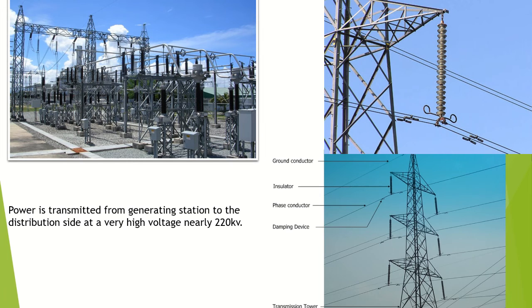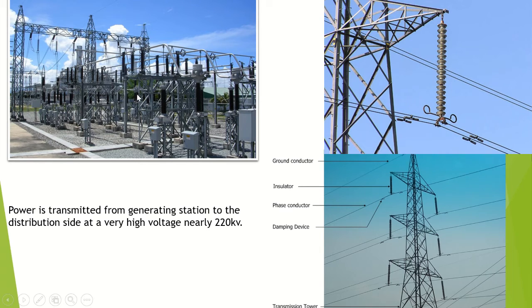If you see, these are the towers. Here, these are the disc type insulators. Means so many discs are arranged in series to withstand high voltage. With this insulator, we can hold the conductor here. These are the conductors. So this is the tower structure.